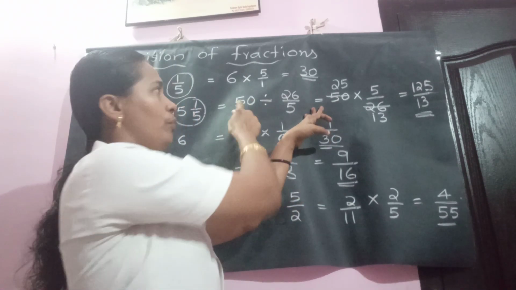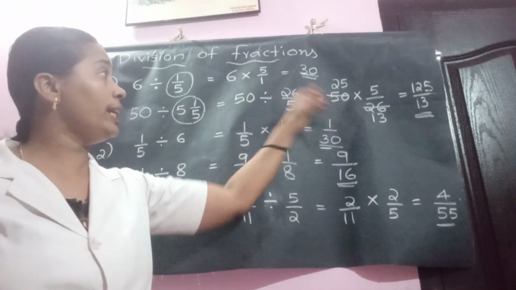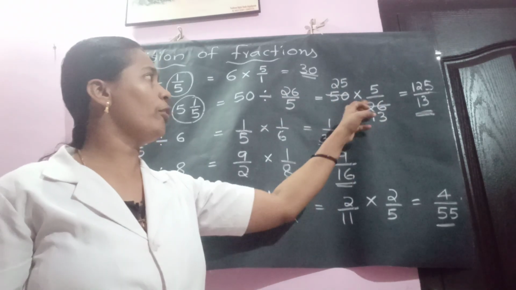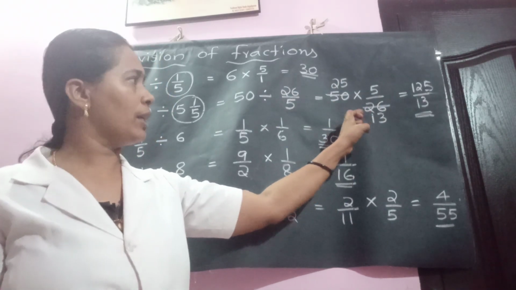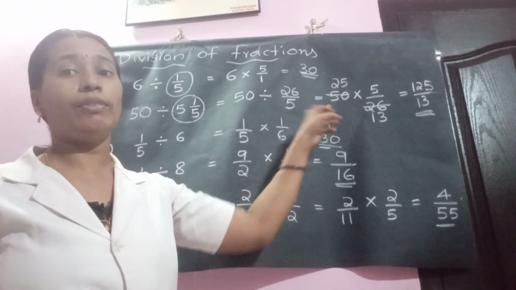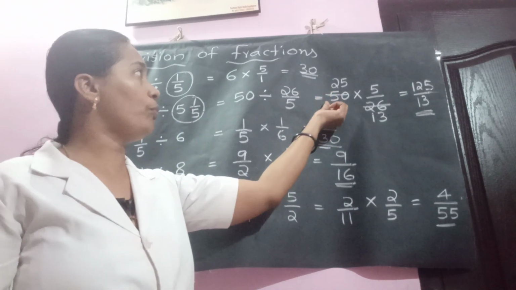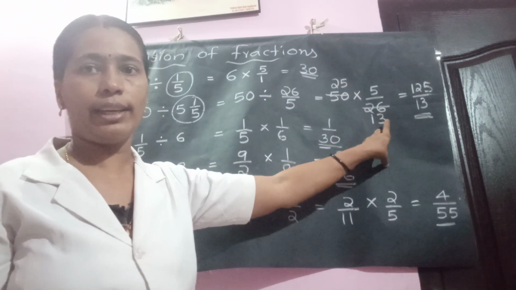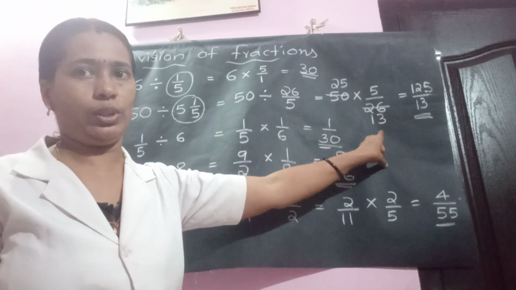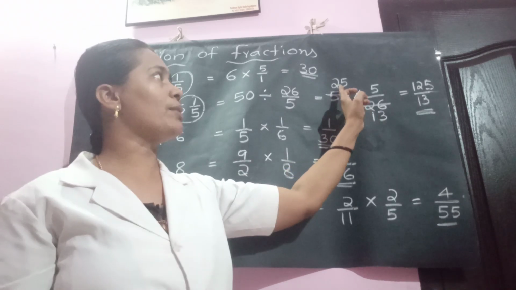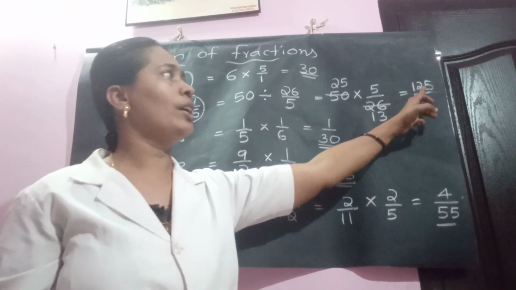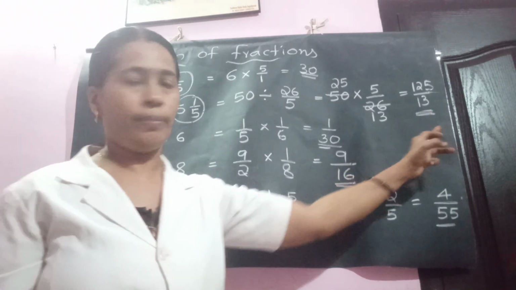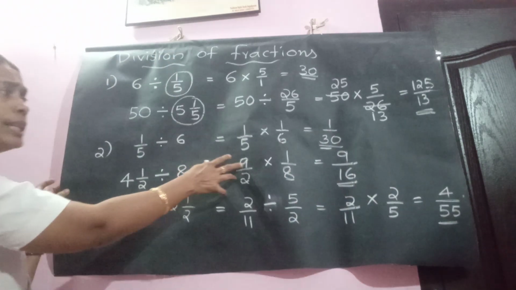That is 50 into the reciprocal of 26 by 5, which becomes 5 by 26. Now if possible cancel the numbers. 26 and 50 are divisible by 2. So in 50 there are 25 2's and in 26 there are 13 2's. Isn't it? So the remaining terms are 25 into 5 is 125 by denominator 13. Finished.